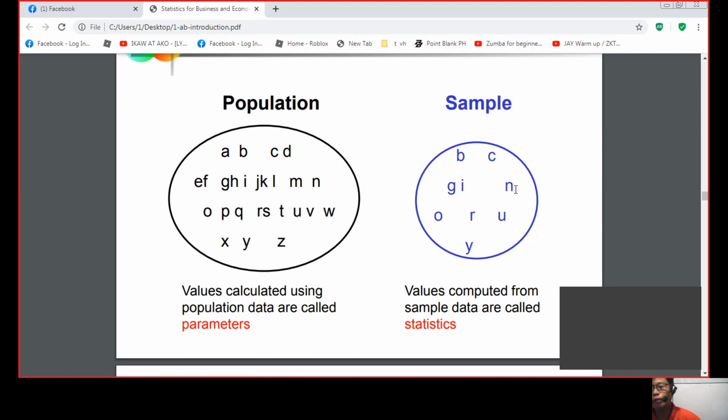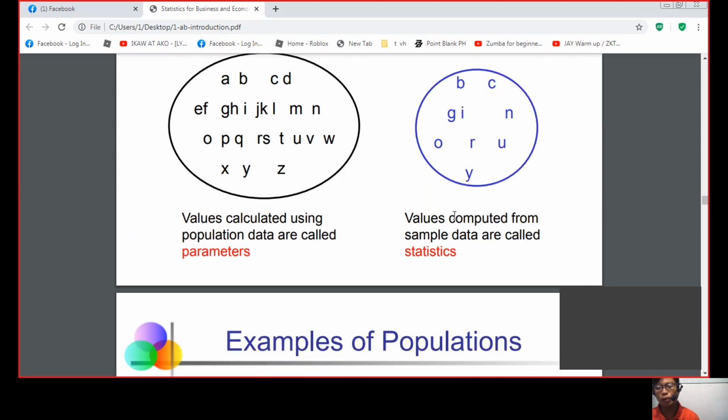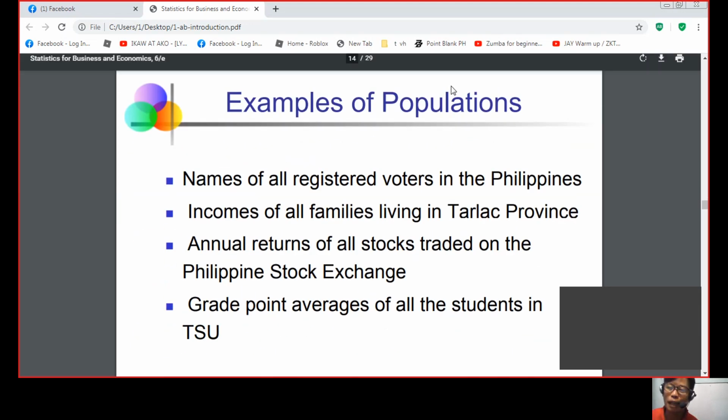So 1, 2, 3, 4, 5, 6, 7, 8, 9. So 9 ang sample niya. It is considered a sample. It's more than 30%. So I repeat, it should be at least 30%, otherwise it's not really considered a sample. Okay, so ito yung population mo, taking this one as a sample. Okay, so paano ba kuha ng sample? Okay, now ito muna, may examples muna.